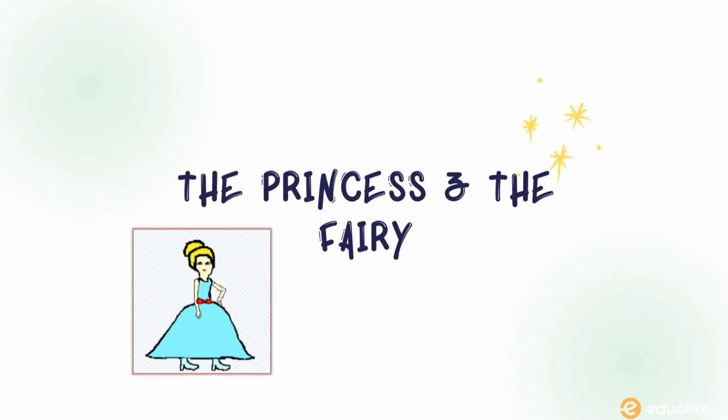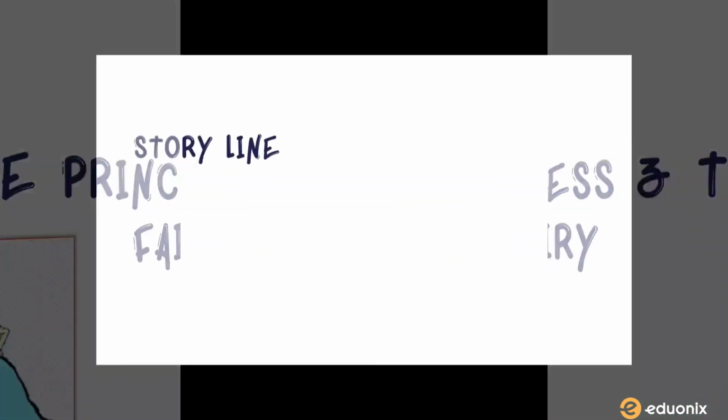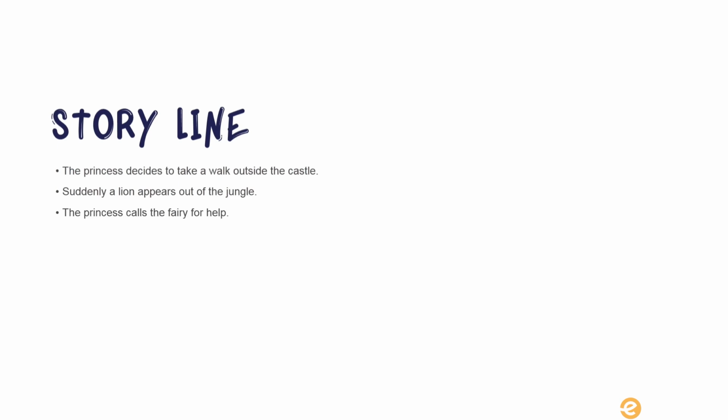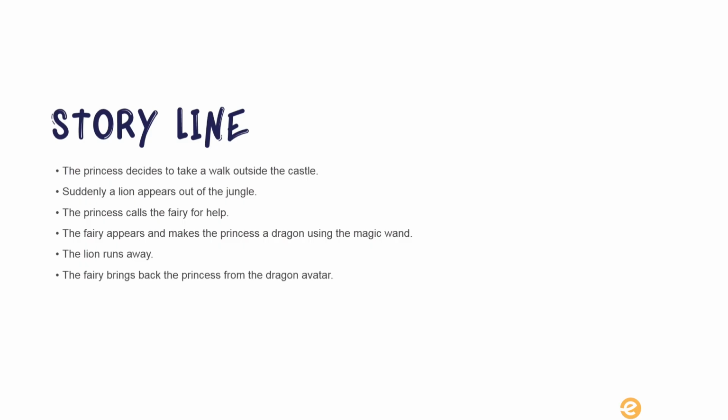We do a story animation here. The story is as follows. The princess decides to take a walk outside the castle. Suddenly a lion appears out of the jungle. The princess calls the fairy for help. The fairy appears and makes the princess a dragon using the magic wand. The lion runs away. The fairy brings back the princess from the dragon avatar. The fairy disappears and the princess runs back to the castle.